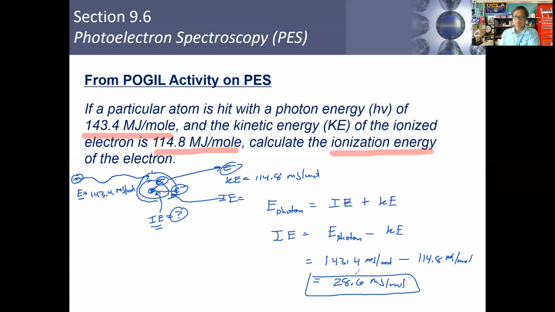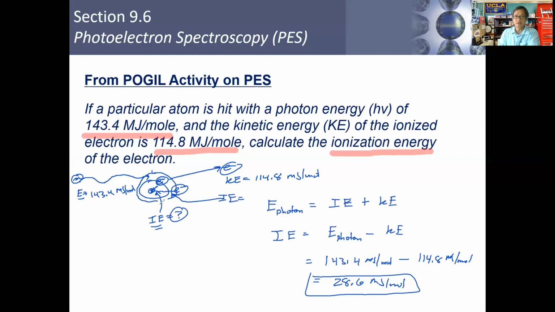And therefore the kinetic energy that this electron has, as opposed to this one, when it leaves, is going to be higher, which means its ionization energy is going to be smaller. If you do that math, you're going to see that. So that's how we can use this calculation to differentiate and determine the location of an electron.